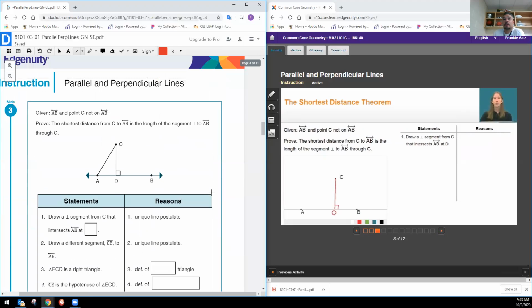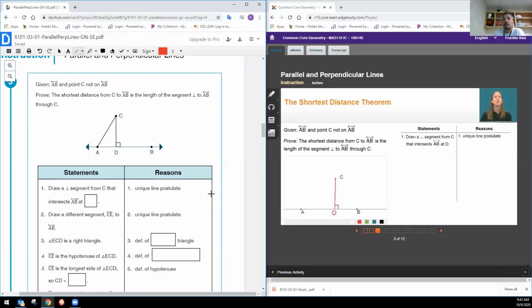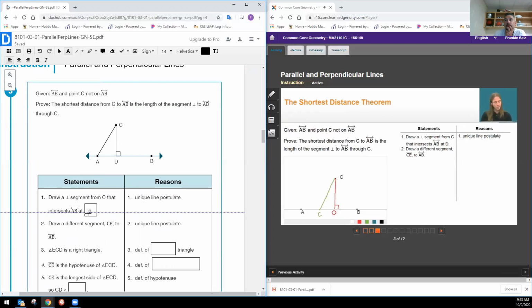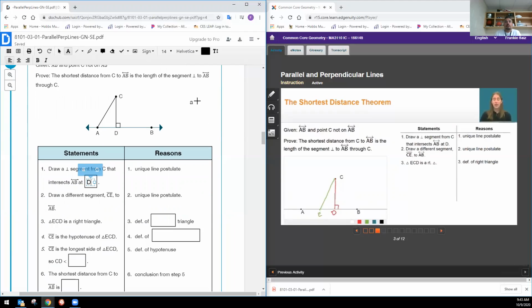Now, the reason we're able to draw such a line is by using some reasoning with the unique line postulate. We need to show that it's the shortest line segment that goes from C to the line. In order to do that, we're going to take another line segment that goes from C to the line. I can draw it like this, and we'll call that intersection point E. What we need to know is that the length of CD is shorter than the length of CE. I was able to draw that line segment CE by the unique line postulate again. And I want you to notice that triangle ECD is actually a right triangle, and that's by the definition of a right triangle.